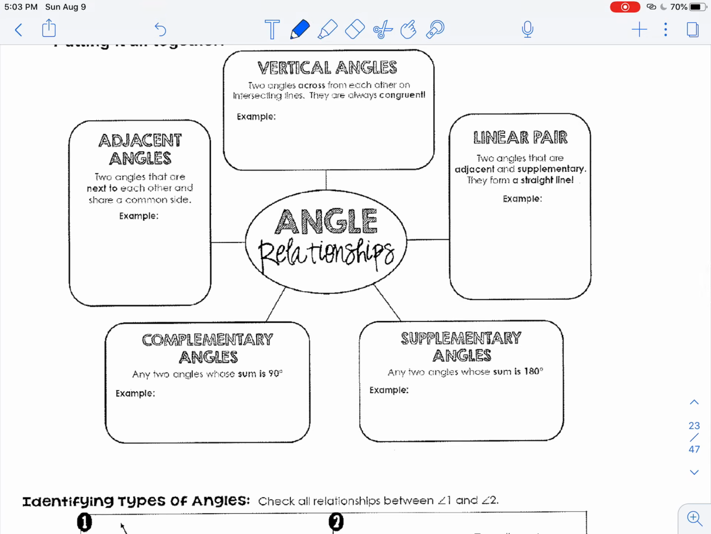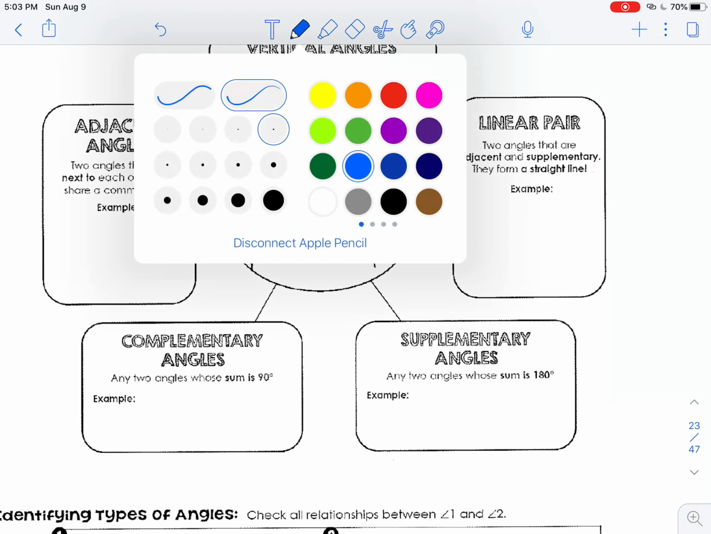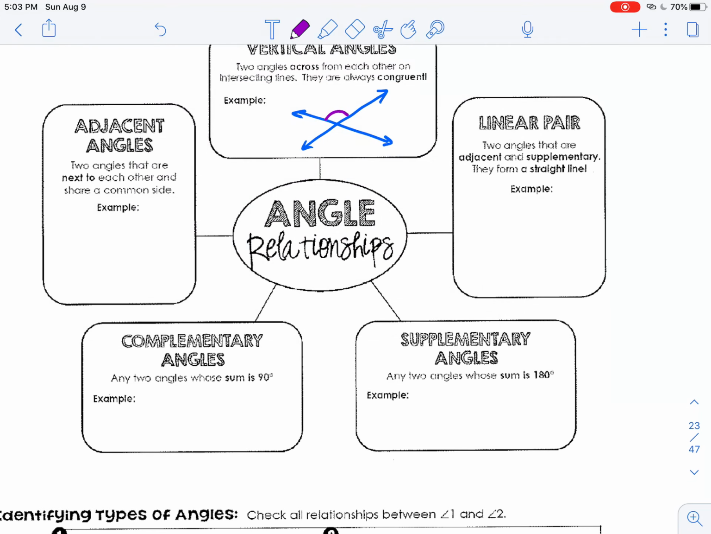So these are the types of angle relationships. Let's start with vertical angles. Two angles across from each other on intersecting lines. So let's draw two lines that are intersecting and angles that are across from each other. Let's go ahead and just identify two angles. How about the top and the bottom? And let's name this angle 1 and angle 2. These are always congruent. So if the measure of angle 1 is 120, and I'm just taking a guess, then we know that the measure of angle 2 is also 120.